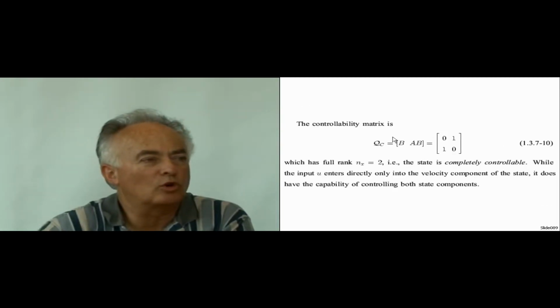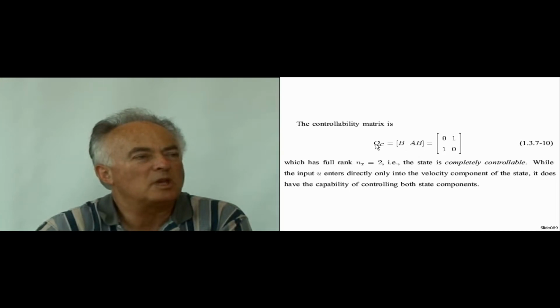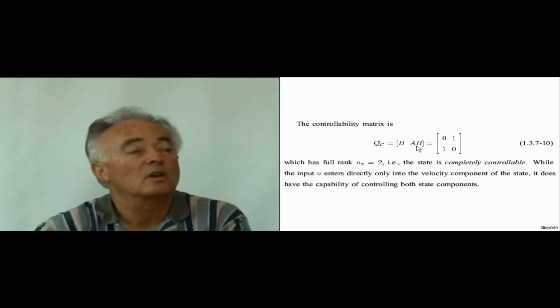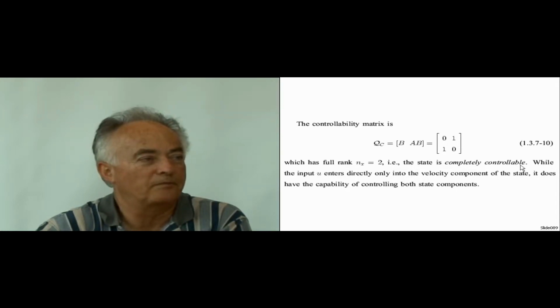Now, if we look at the controllability matrix in this case, it will be [B, AB]. It turns out to be a square matrix. As you can see, it has determinant equal to -1. So clearly it has non-zero eigenvalues. It has full rank. It is completely controllable.